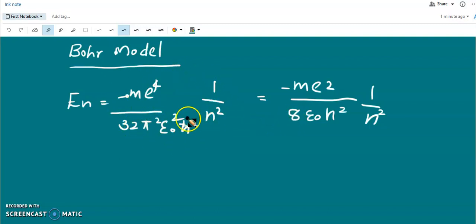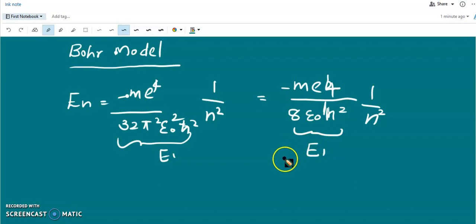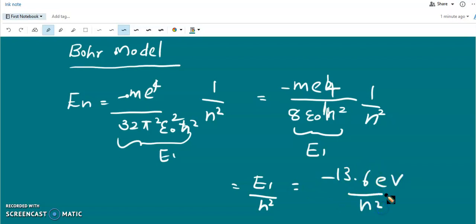So you can write this in terms of h square like this: the expression is minus m e to the power 4 divided by 8 epsilon 0 square h square into 1 over n square. Anyway, when n equal to 1, this quantity is nothing but E1, so this can be written as E1 by n square. By substituting the values and converting into electron volt, E1 is minus 13.6 electron volt by n square. Here n is the quantum number which can take values 1, 2, 3, etc.